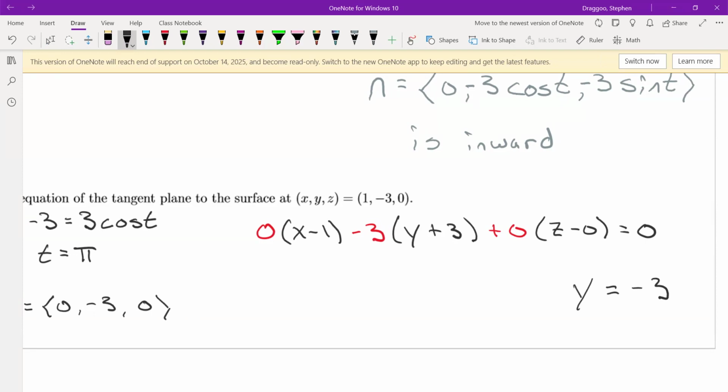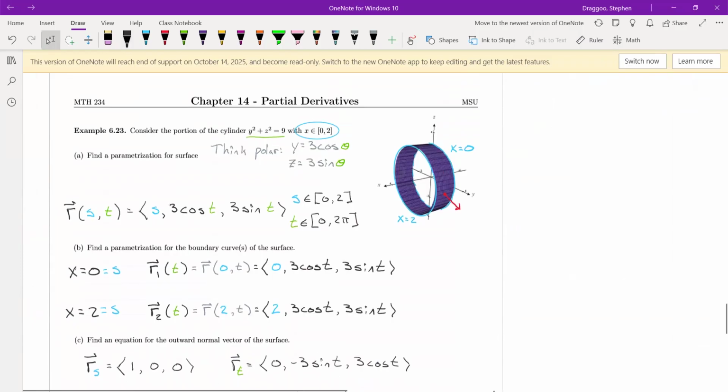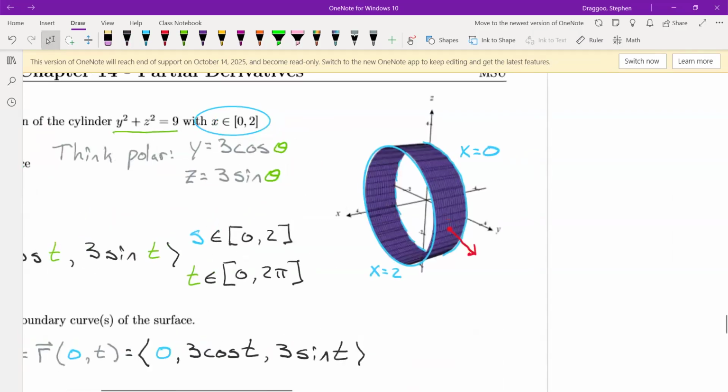Because I also want to argue that this plane should make sense. If I back up to my cylinder, I know I've got the point 1, -3, 0, which is over here on the back of my cylinder. That's the point that I'm looking to be tangent to. And if I'm all the way on the back end of that cylinder, I should have a vertical tangent plane. And again, shouldn't have any dependency on x. X can be whatever it wants.